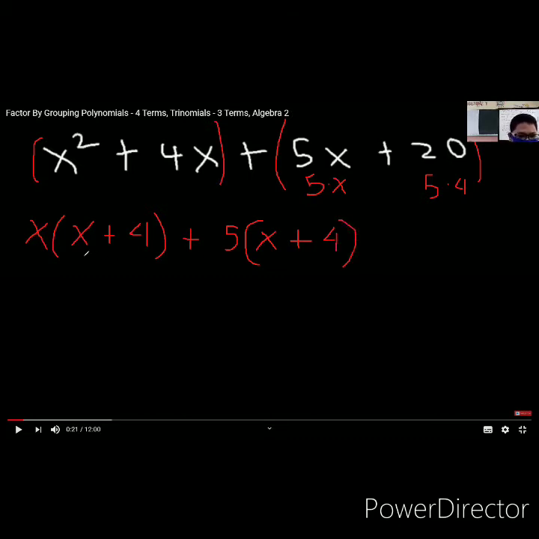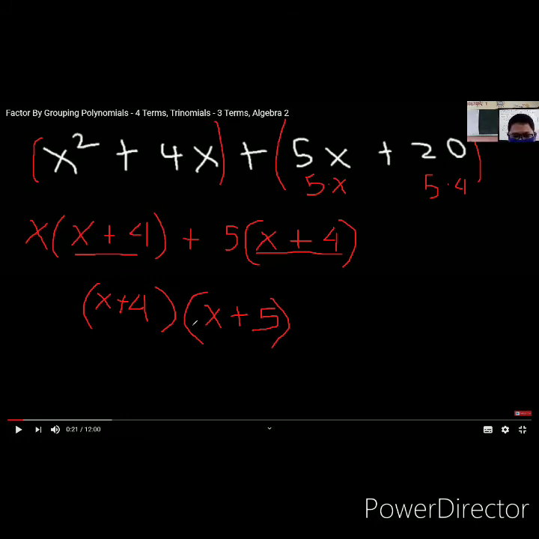Have you noticed, guys, that we have the common binomial here, which is x plus 4 and x plus 4? Okay, write that one as one factor. So we have here x plus 4, and pair the GCFs, which are x and 5, into the other quantity in factored form, x plus 5. So hence your final answer is the quantity of x plus 4 times the quantity of x plus 5.